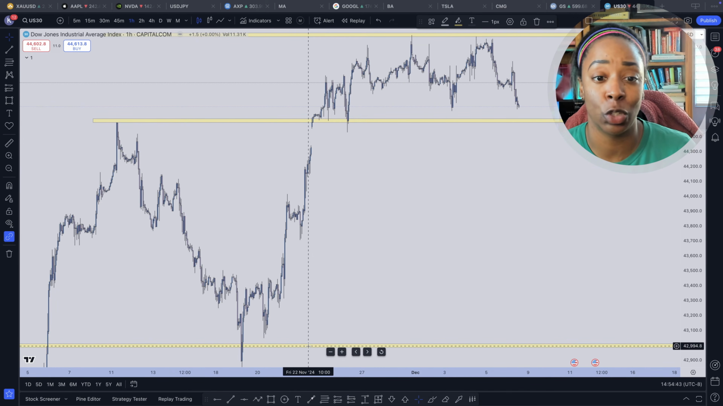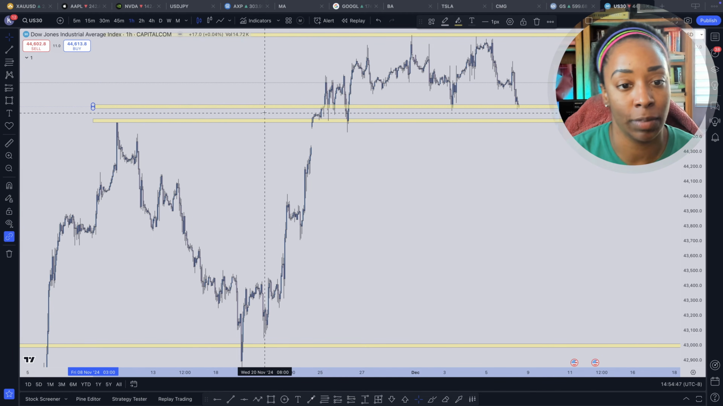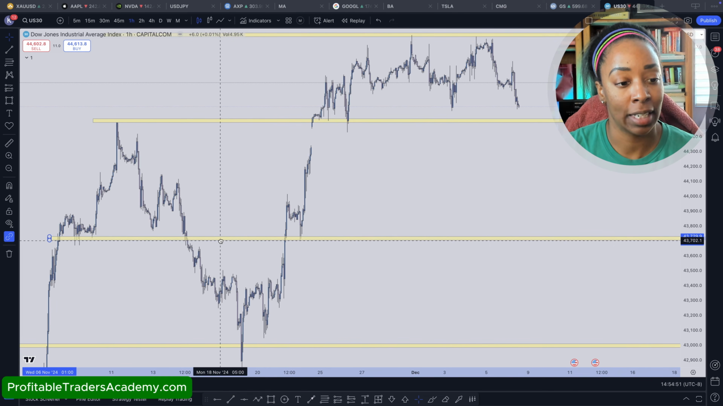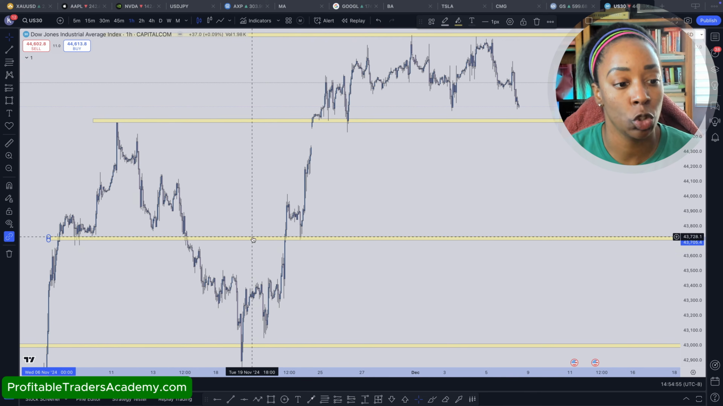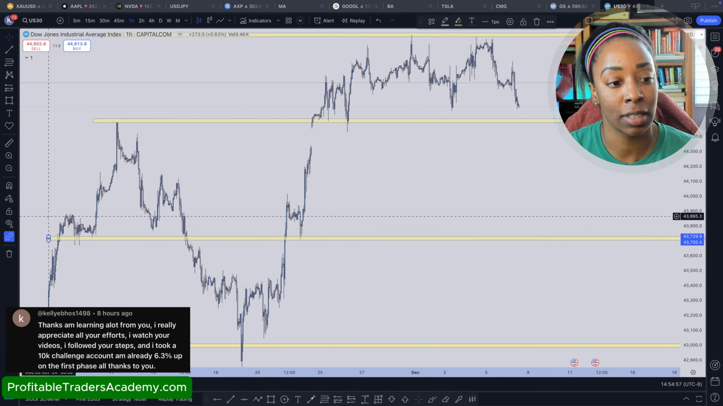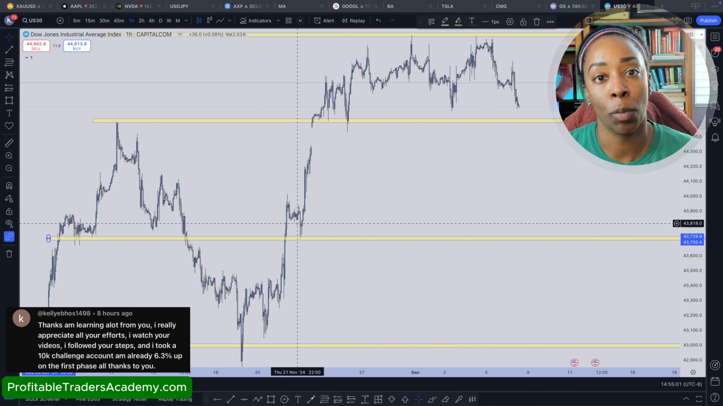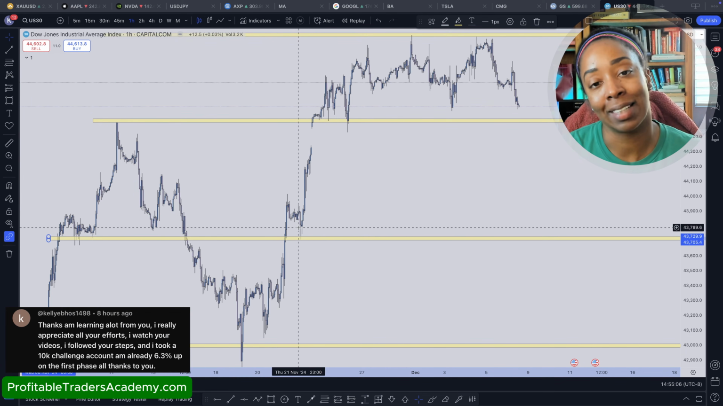So what I want to do is actually break this zone up. So let's just clone one of these levels. And then let's just find a good area. So off the bat, the area that I'm seeing is around here at 43,700, mainly because we have this consolidation area over here. And then if we look over to more recent price action, then we can see all these candles rejecting.